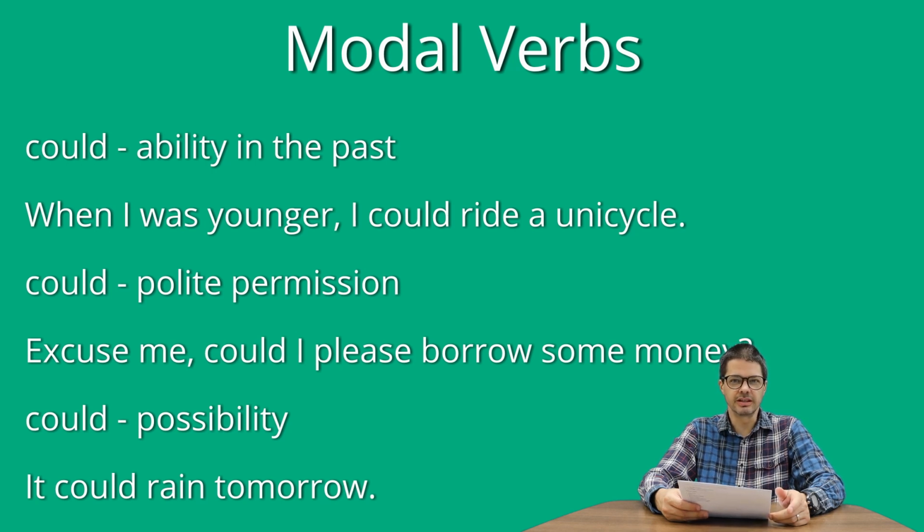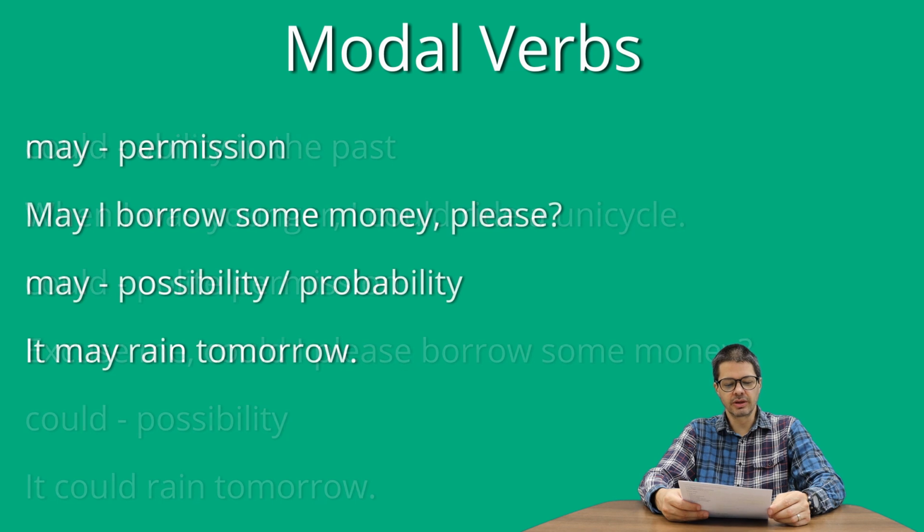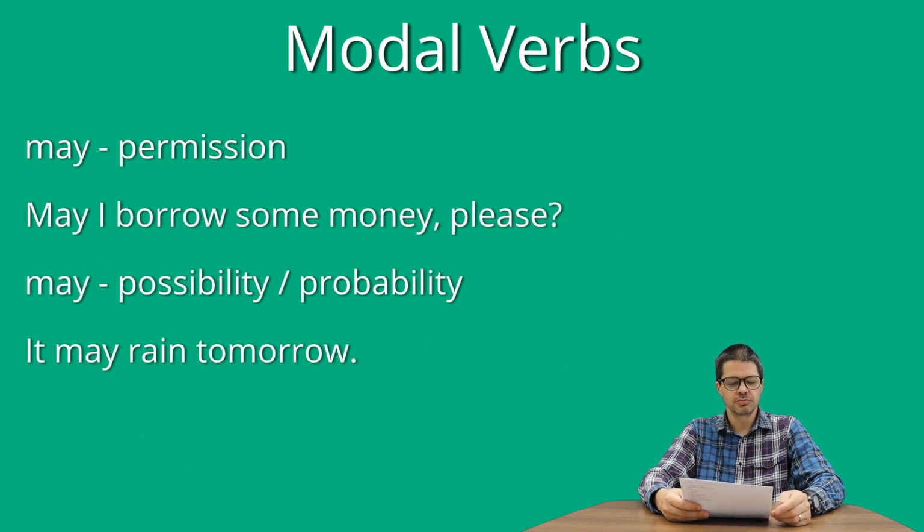Could shows ability in the past. When I was younger, I could ride a unicycle, but I can't now. Do you know what a unicycle is? One-wheeled bike. It's also used to ask for polite permission. Excuse me, could I please borrow some money? It's more polite than can. It also uses possibility, right? It could rain tomorrow. Okay.